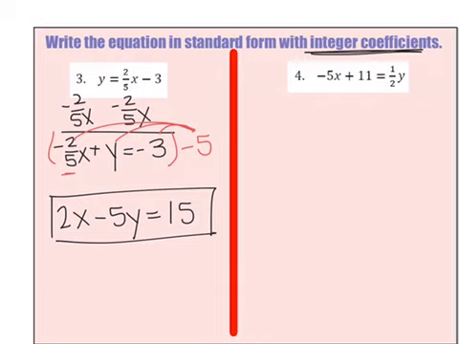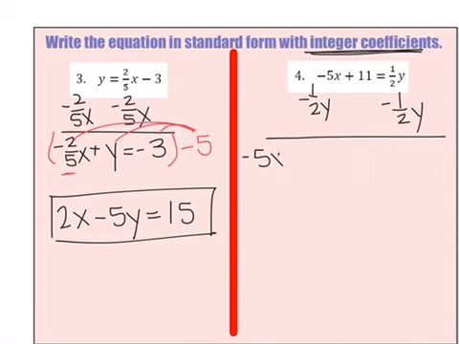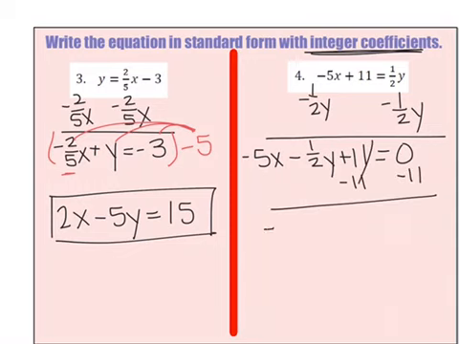Number 4, same kind of idea. We have to get the y's to the same side as the x's, and then I need to have the constants all alone. So I'm going to subtract the 1/2 y. So I have a negative 5x minus 1/2 y plus 11. There's nothing over there anymore, so I'm going to have equals 0. I've got to get the constant to the other side, so I'm going to subtract 11. So I get negative 5x minus 1/2 y is going to equal negative 11.